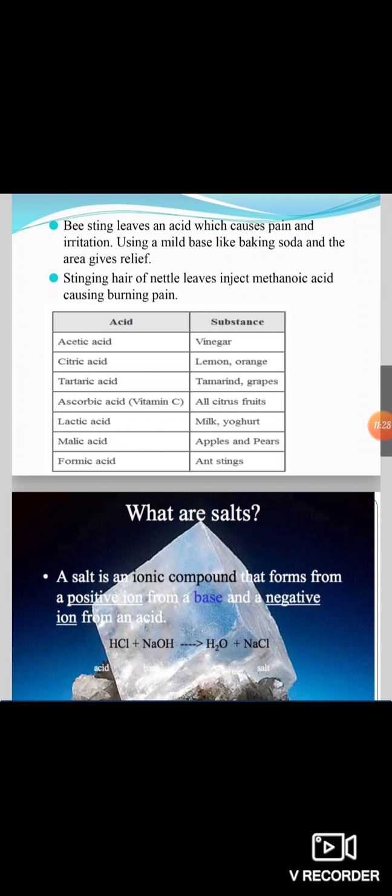Tamarind or grapes: which acid is present? Tartaric acid is present in tamarind or grapes. All citrus fruits: which acid is present? Ascorbic acid, or vitamin C, is present in all citrus fruits. Milk and yogurt: which acid is present? Lactic acid is present in milk and yogurt.